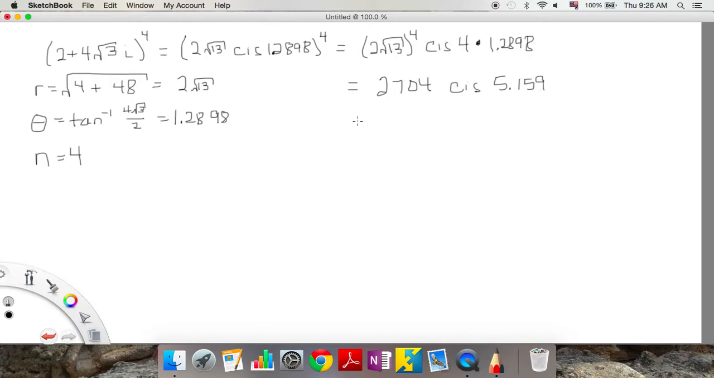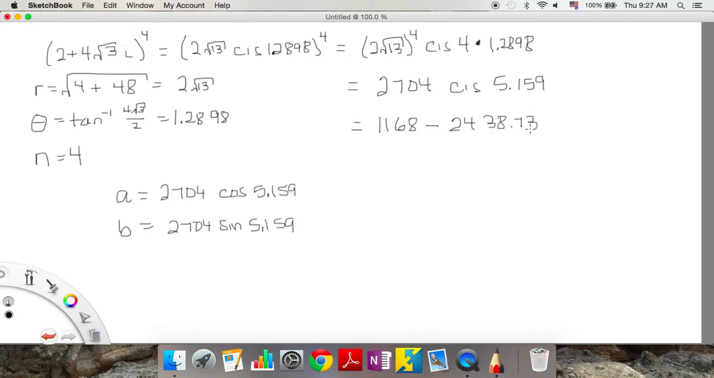5.159. Then we can change this back to rectangular form. Here's our r, and we know that a is r times the cosine of theta, and b is r times the sine of theta. We put those up here, we calculate that out, and we get a is 1,168 minus, and b is 2,438.73 i.